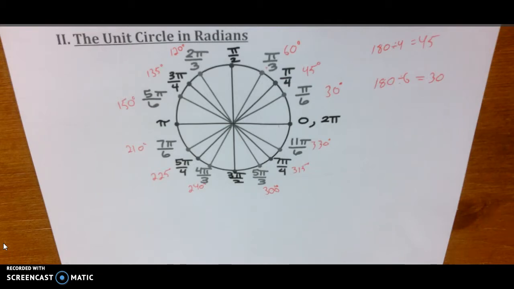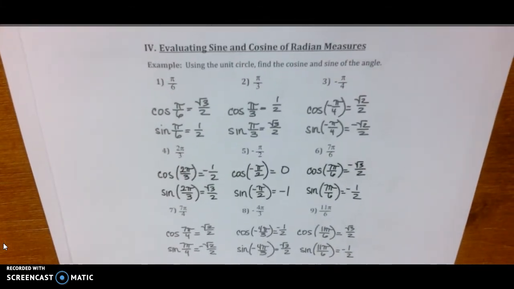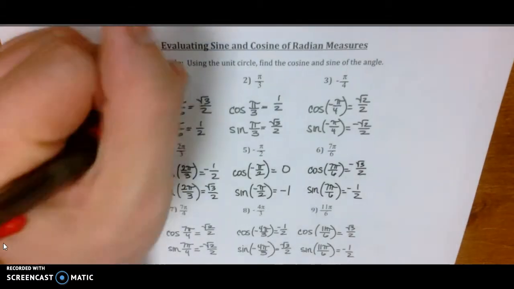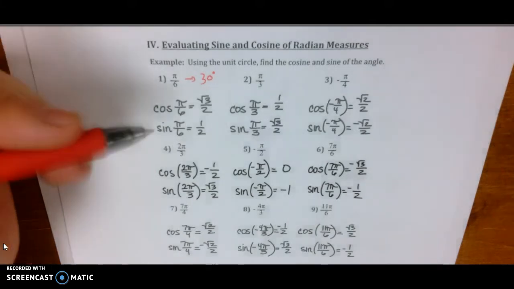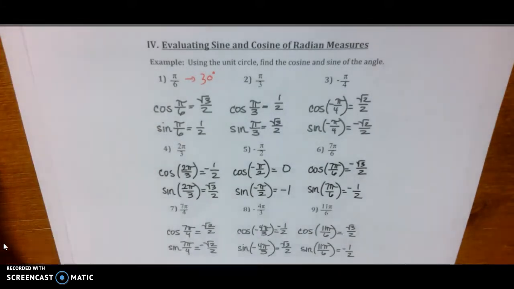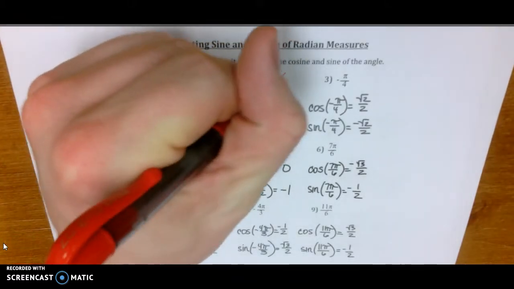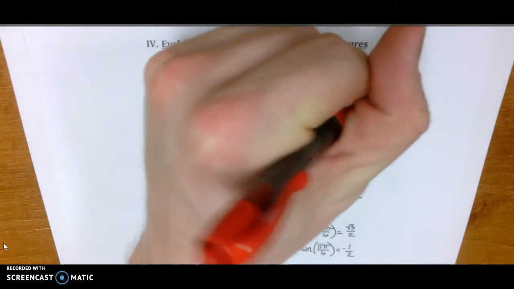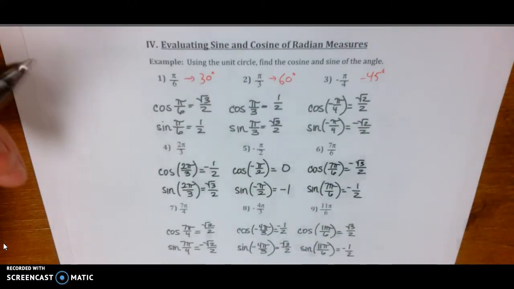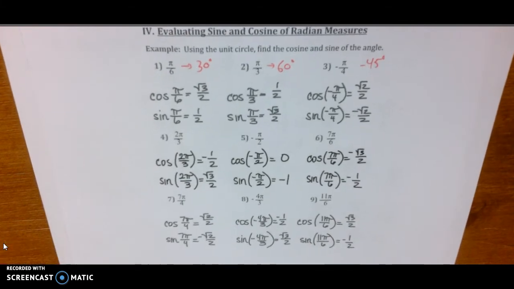So later on, we are going to start seeing problems like this, where we are given an angle in radians, and we might need to think of, well, what is that in degrees? That's 30 degrees. And just like before, we're going to find the sine and cosine of that angle. So pi over 6 was 30 degrees. Pi over 3, that's 60 degrees. Negative pi over 4, that's negative 45 degrees. So we can go through and figure out what is the sine, what is the cosine of all of these.